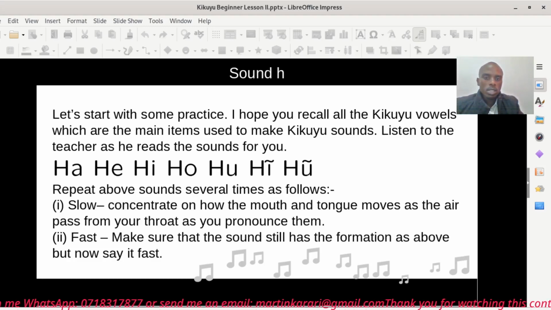So, let's start with some practice. I hope that you can recall the lesson on vowels, which are the main items used in all main languages, especially the Bantu languages. They mainly use the vowels to make sounds, okay? So that's what you'll be using. You'll be picking some consonants and then adding a vowel after them so that we can make the sound that we want. For instance, in this example, we want to make the sound ha.